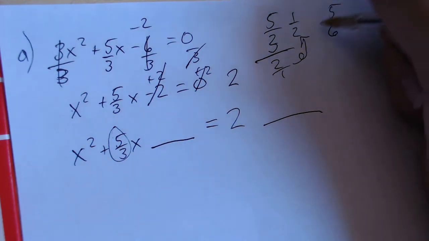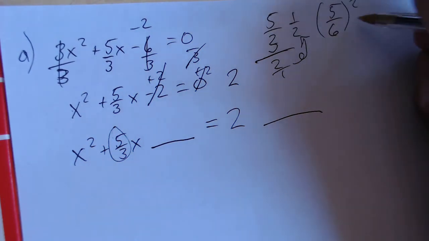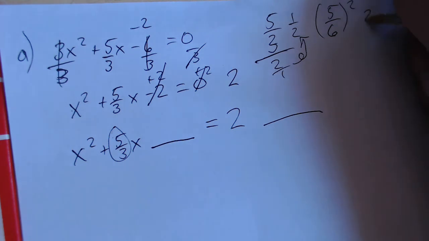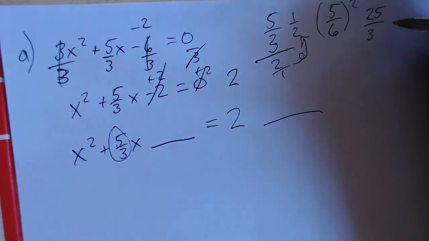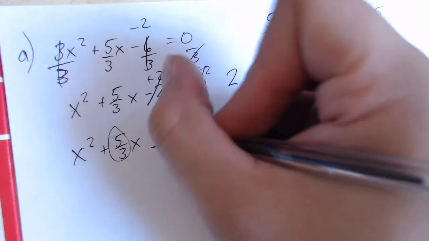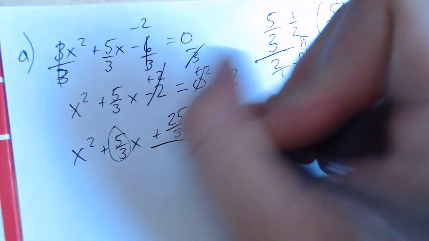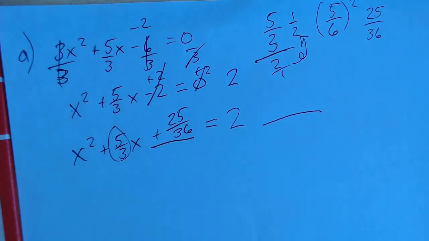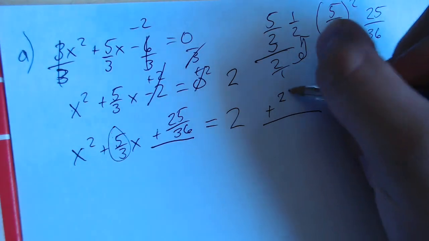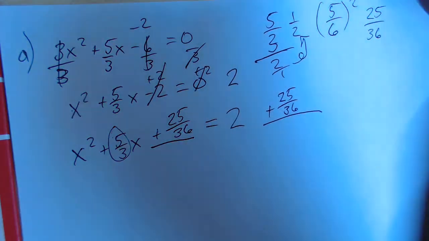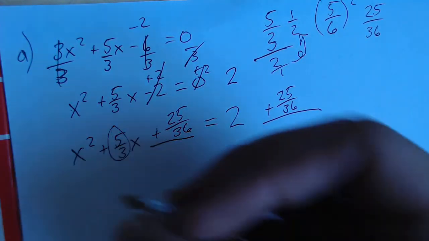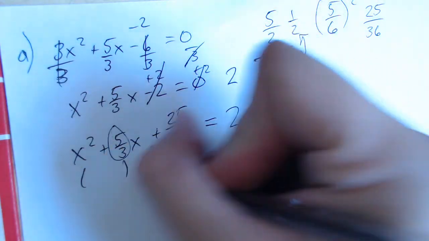Now after we've divided it by 2, we then have to square that term. So 5 over 6 squared would become 25 over 36. Alright, and then this is the value that we're going to add to both of these numbers. So we add 25 over 36 to each side. From there we can factor this left side.